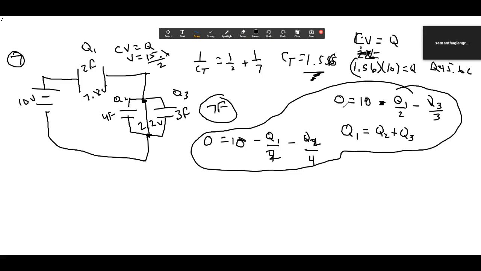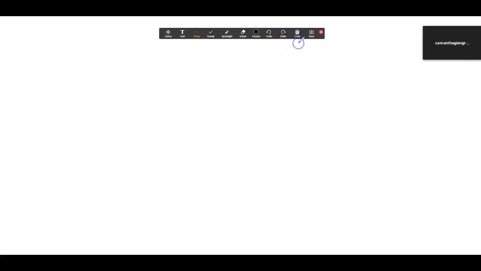Can you do number 8 with the switches? Do 8 with the switches. Oh, 8 with switches. That's actually a good problem. We should do that. Let me clear this up. Clear all drawings. There we go.